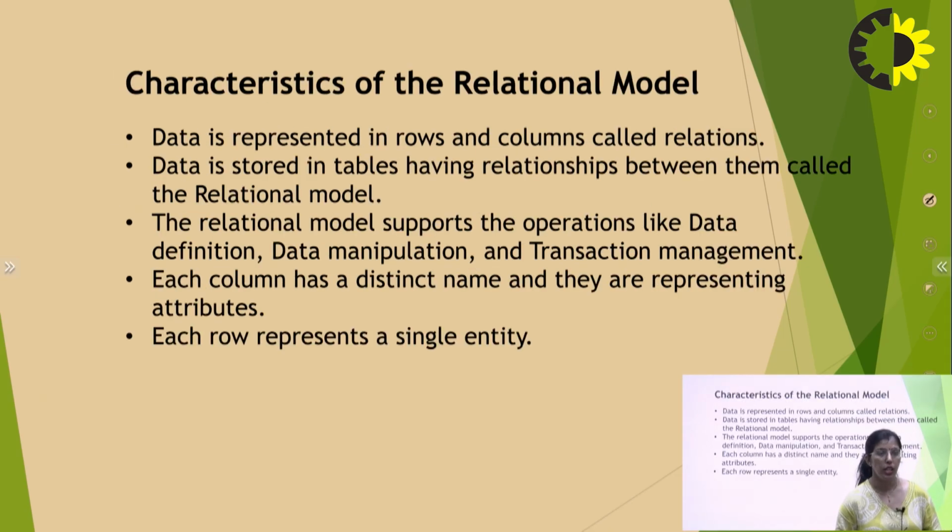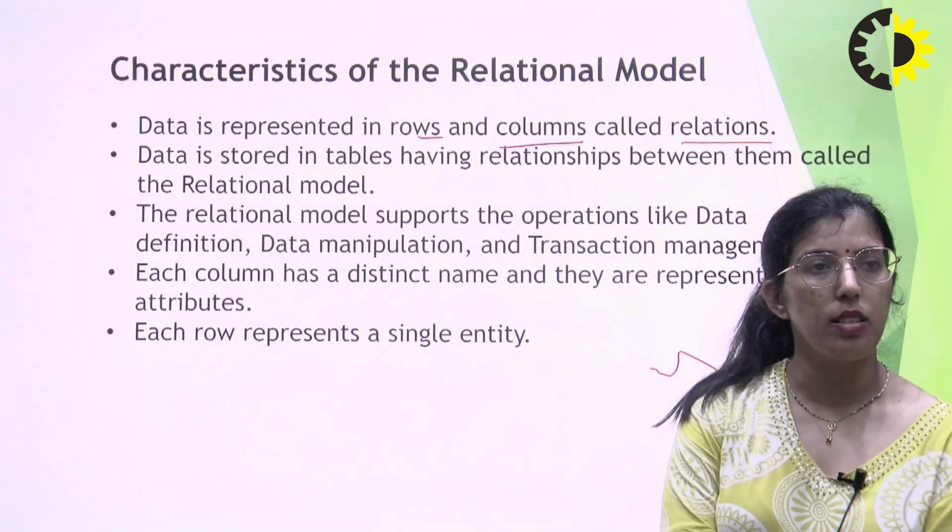Now, some of the characteristics of this relational model: the data is represented in rows and columns, which we call relations. Data is stored in tables having relationships between each other. The relational model supports operations like data definition, data manipulation, and transaction management. Each column has a distinct name and they represent the different attributes. Each row represents a single entity.